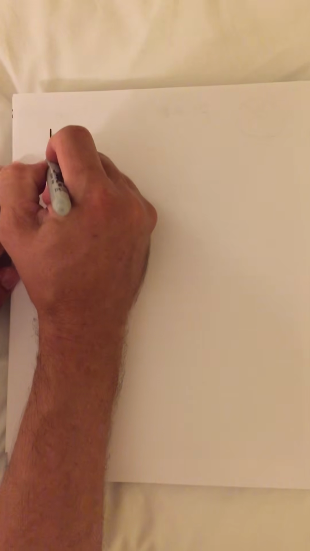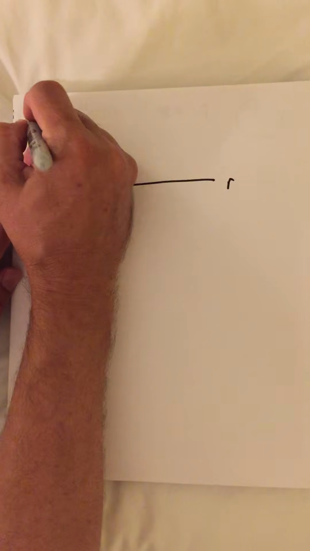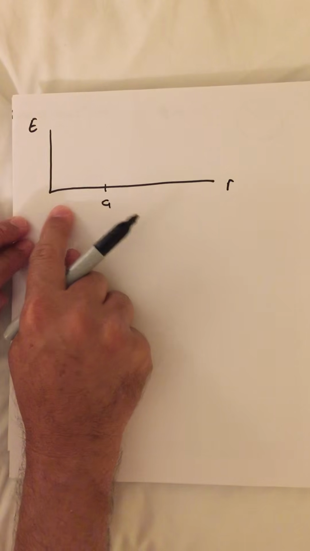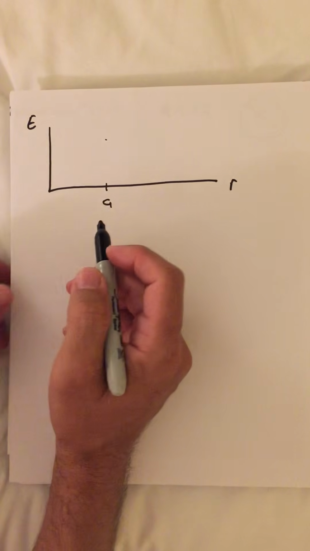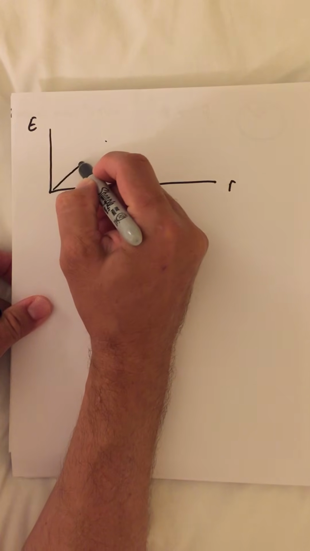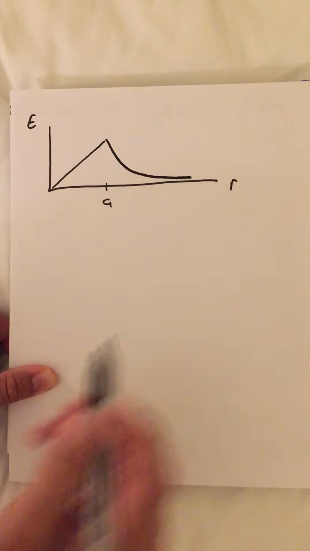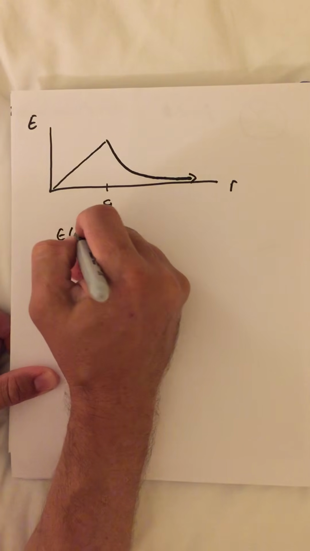All right. So if I'm going to graph the electric field as a function of the distance from the center of the sphere, here's radius, here's electric field. And we'll say this is A. So in this region, I'm inside the sphere. In this region, I'm outside the sphere. Right? What this says is that the electric field is linearly increasing inside the sphere. Linearly increasing. Outside, it drops off as 1 over r squared, just like a point charge does.